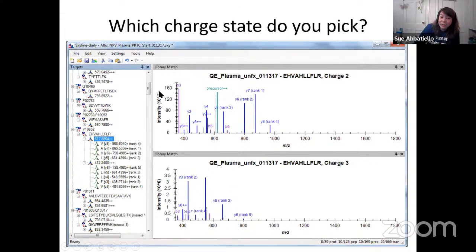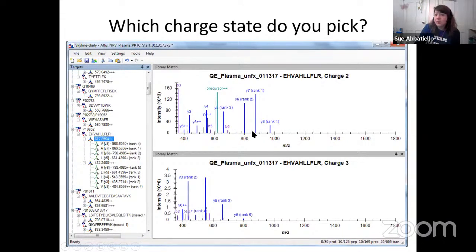But if you look at the scale on the +2 and the +3, the +3 has 1 million and more signal, whereas we are at 1 million and less for the +2, even though it generates more product ions. And so this is really one of those things where I don't know what to do. Initially, I might keep both of these. And then when I get it into an actual targeted workflow, get rid of one of the charge states.